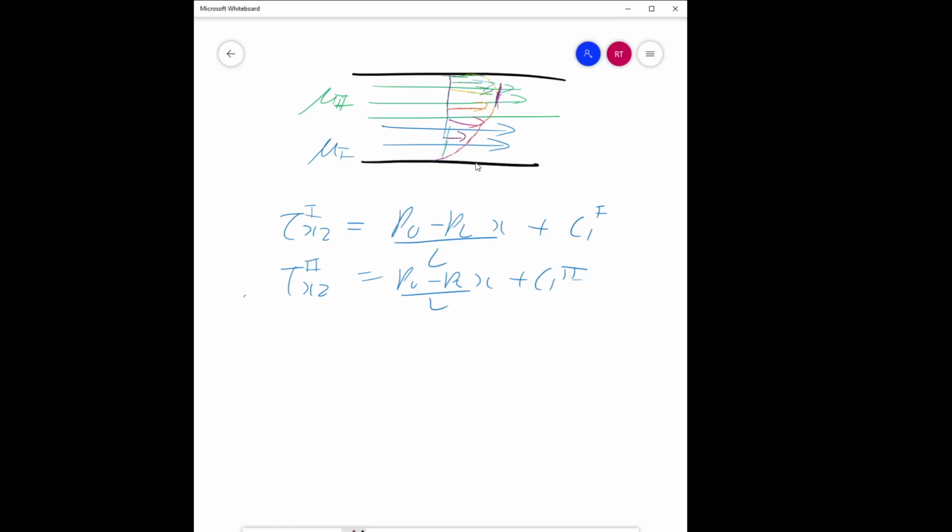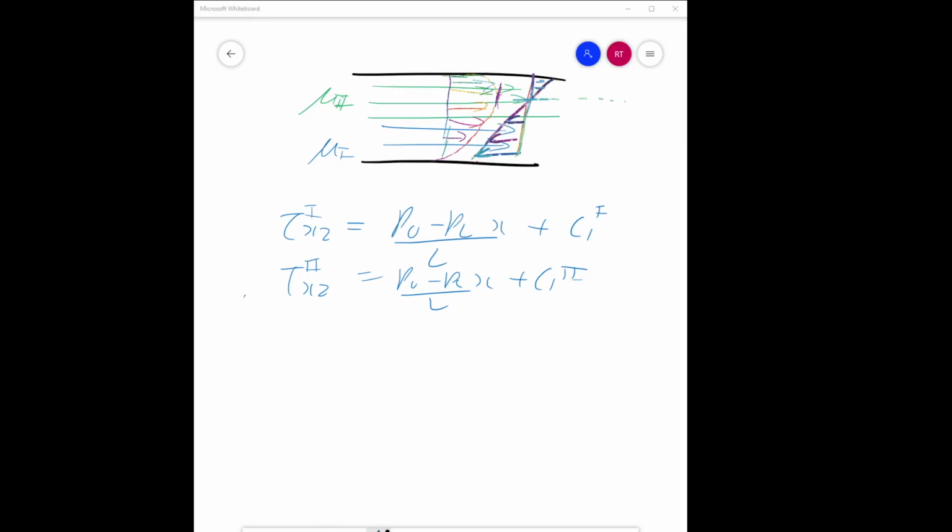So if I were to draw the shear stress, it would look something like this. Sorry about that. Just need a bit more angle. There we go. And this would be the plane of zero shear, where you have your maximum velocity.